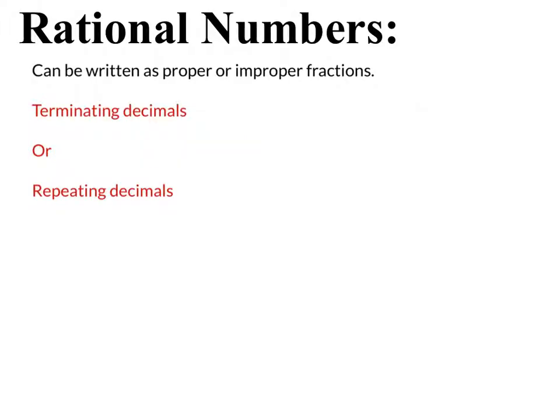A proper fraction would be something like 1/2, maybe 1/4, 3/8, 2/3, something like that. Improper fractions is just where the numerator is bigger than the denominator, like 8/5, 10/1, something like this. Any whole number, integer or natural number can be written like we have here with 10 over 1. So that makes them rational numbers as well.